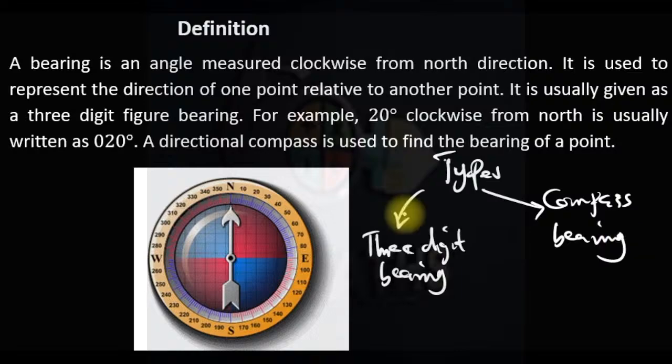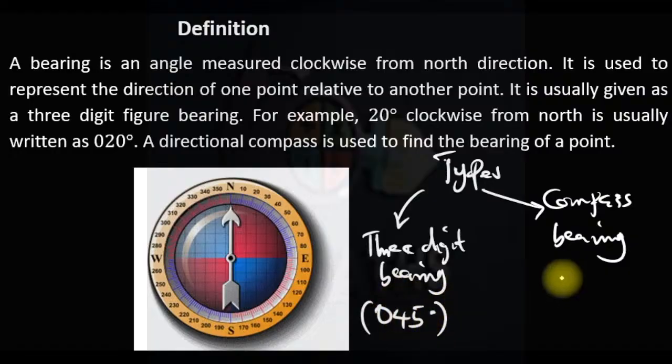The easiest way to know which one is three-digit bearing and compass bearing: in three digits, the bearing is always represented with a three-digit number. So if you have 45 degrees, you write it as 045. So from the name, three digits: 1, 2, 3.